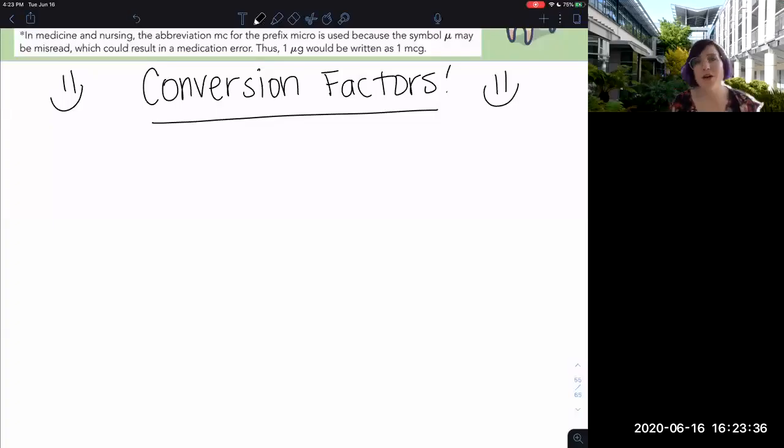All right, so we're going to talk about my favorite thing in the whole world, which is conversion factors. I love conversion factors because they give me the ability to solve problems that look really complicated. If I can find some conversion factors that I can use, I can turn any unit into any unit. I can solve any problem if I can find a conversion factor. And the math to solve it is the same for every conversion.